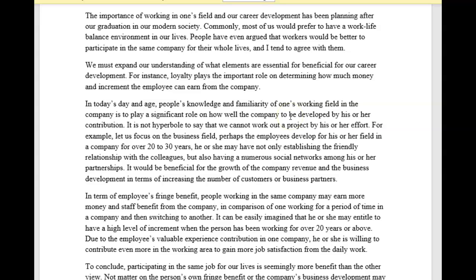"It is not hyperbole to say that we cannot work out a project by his or her effort. For example, let us focus on the business field. Perhaps the employees develop his or her field in a company for over 20 to 30 years. He or she may have not only establishing the friendly relationship with the colleagues, but also having a numerous social networks among his or her partnerships. It would be beneficial for the growth of the company revenue and the business development in terms of increasing the number of customers or business partners." Okay.